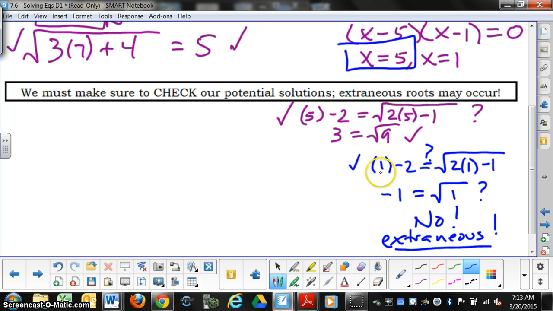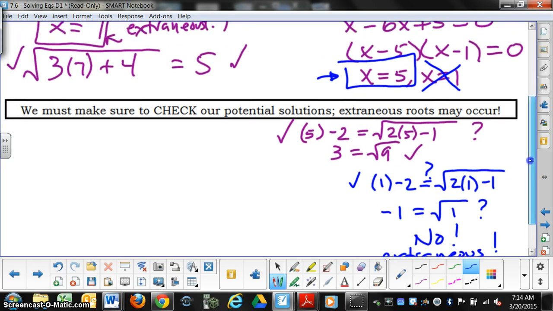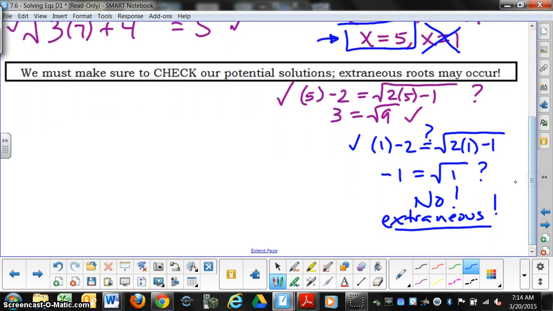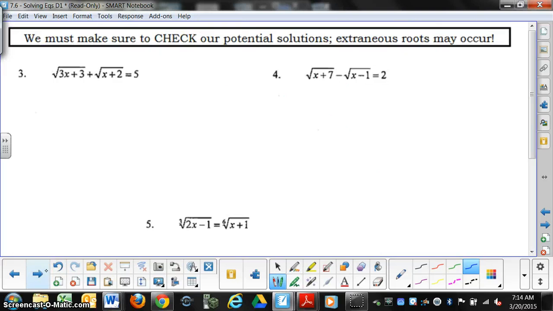However, when I checked 1, is 1 minus 2 equal to the square root of 2 times 1 minus 1? 1 minus 2 is negative 1, and the square root of 1 is positive 1. So no, 1 turns out to be an extraneous solution. So I'm going to eliminate it as one of my answers and simply highlight x equals 5 as my solution to this radical equation.